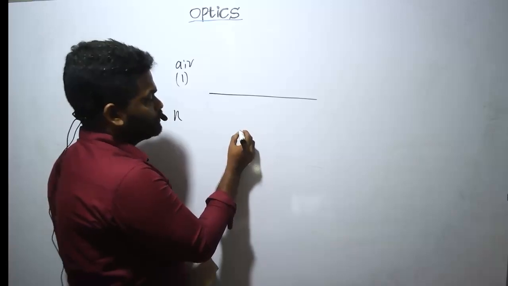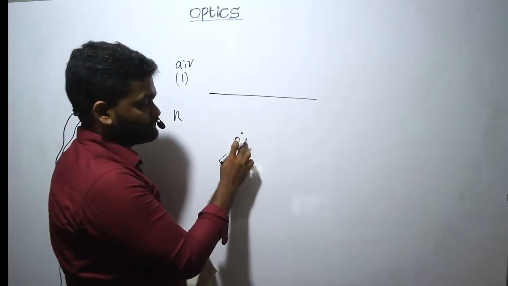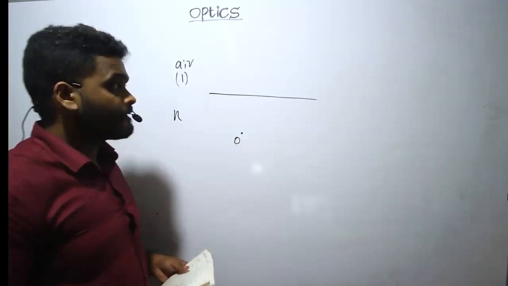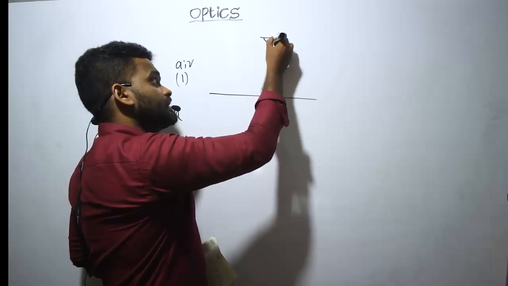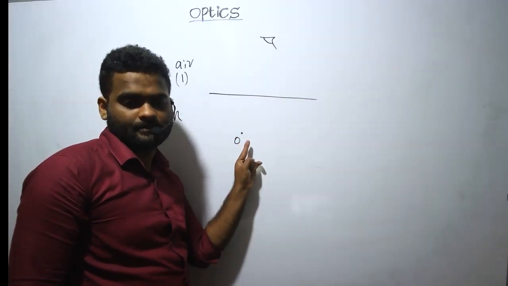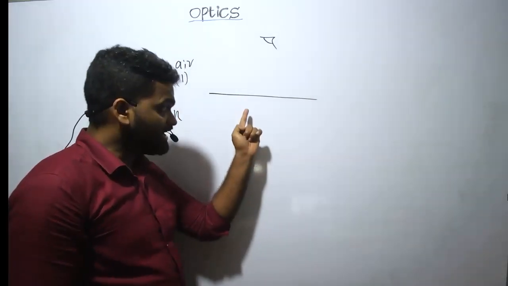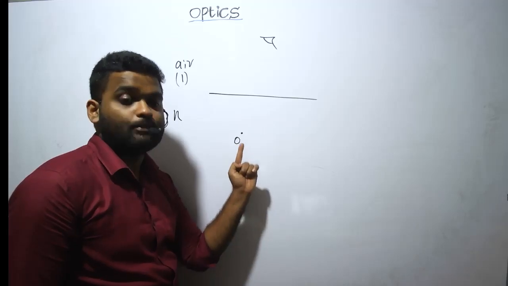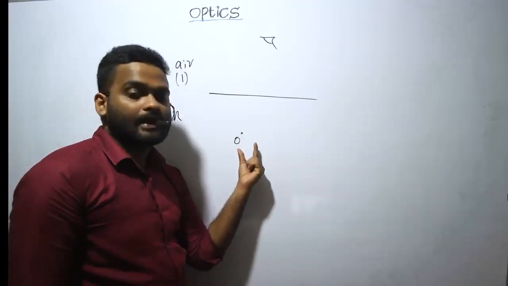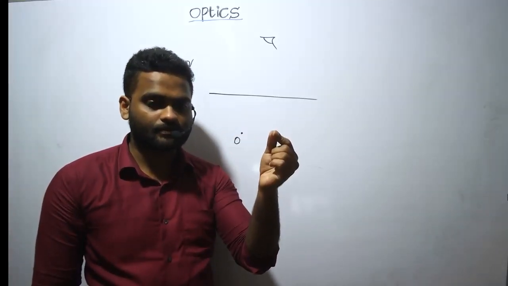Let's say you have the object here. The object is actually here. But if you look from somewhere here, you don't see the real position of the object. What you see is the image of this object, not the object. The image of the object is what you see. So by this ray diagram, you are going to find the position of the image.